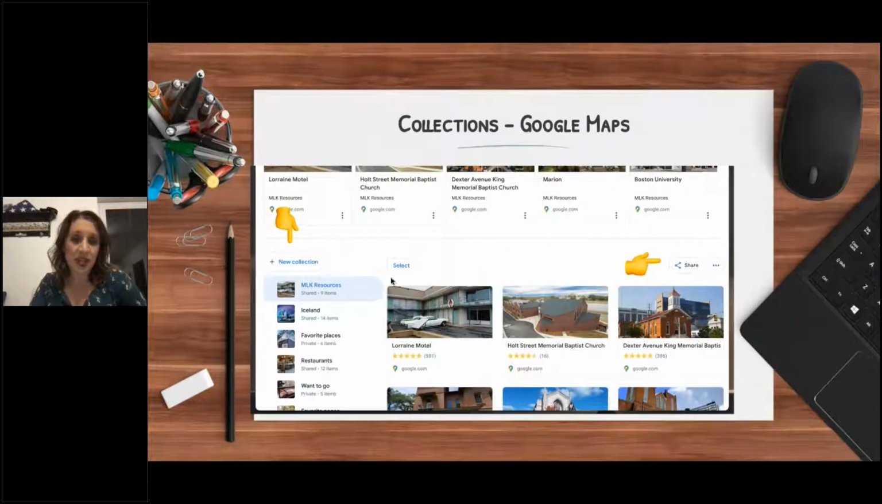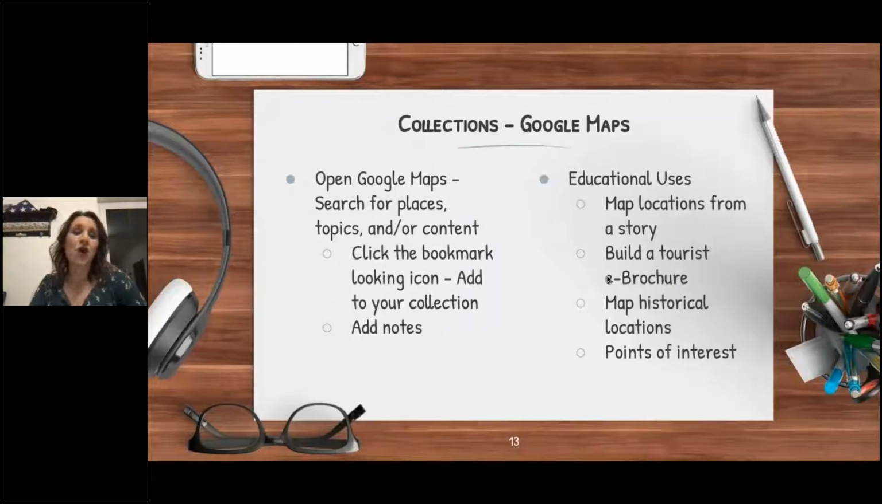And so here's a bigger screenshot of it. You'll hit the new collection. Here's the share button. And then you'll also have to open up a new tab for Google Maps. And you'll search for places, topics, or content. And then you'll be clicking that bookmark icon to add to your collections. And then I highly recommend adding notes. And again, I'm going to show you this in a second.